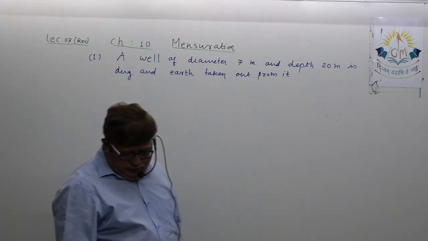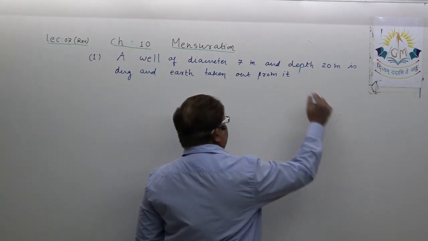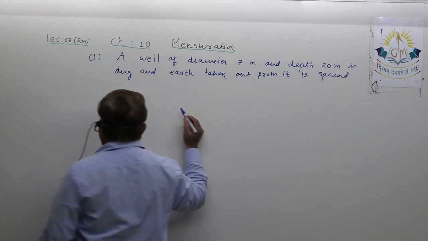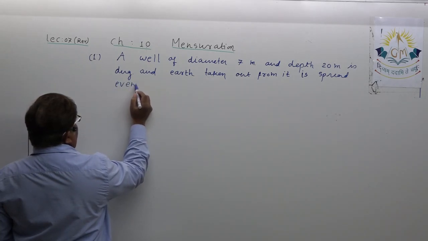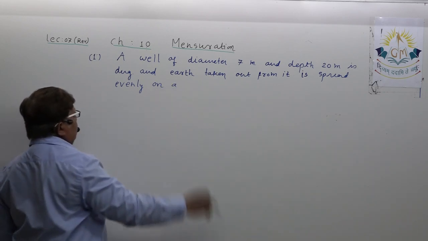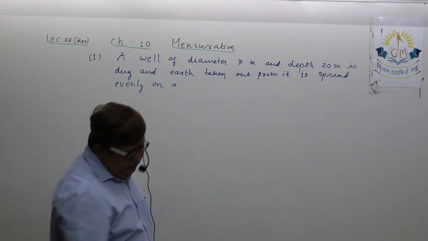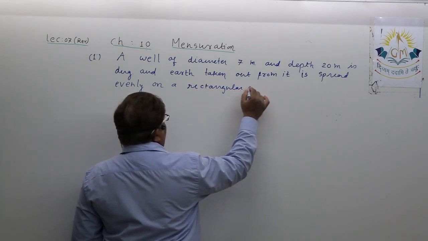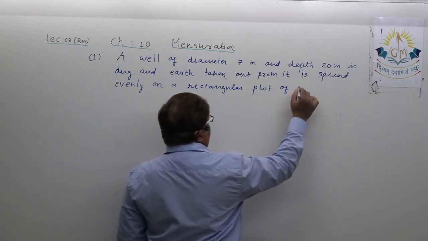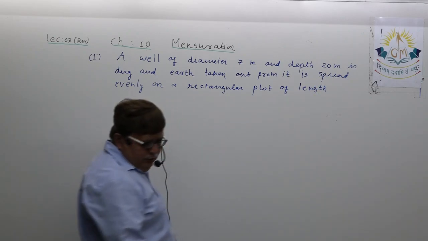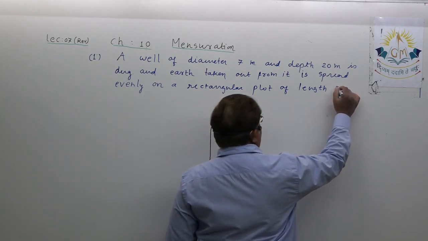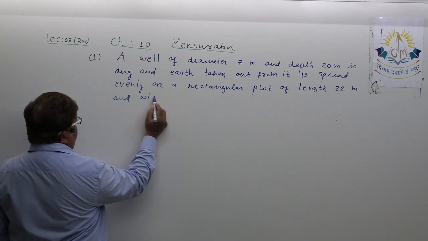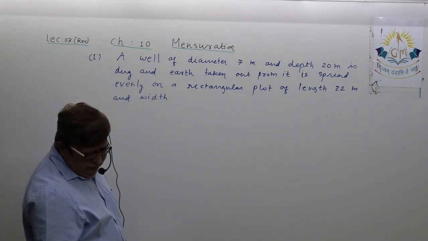is spread evenly on a rectangular plot of length 22 meter and breadth, or width, I may utilize the word width, 14 meter.